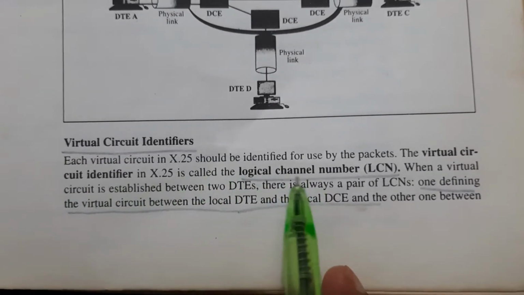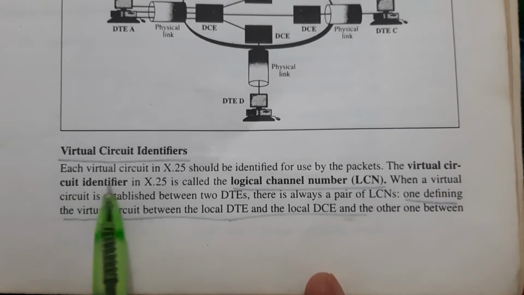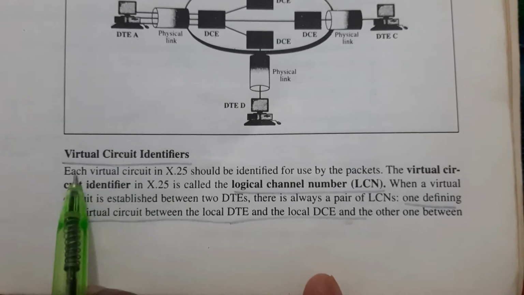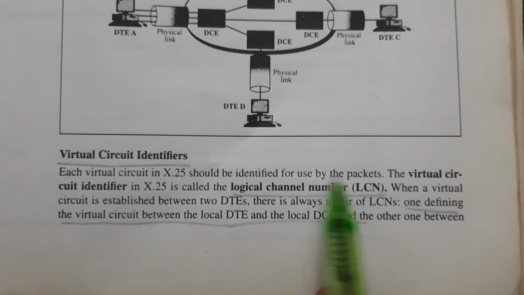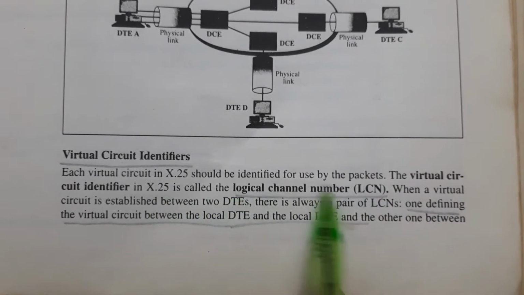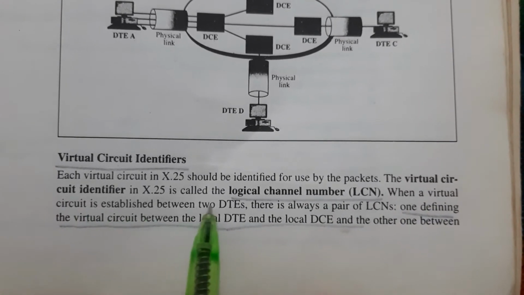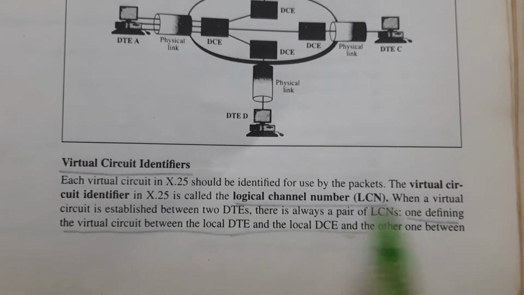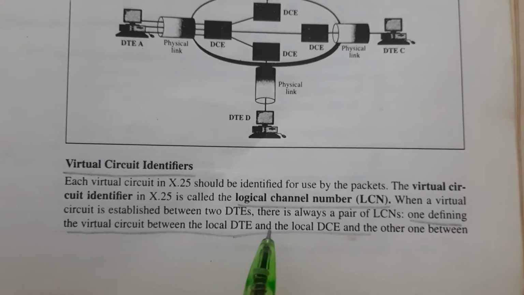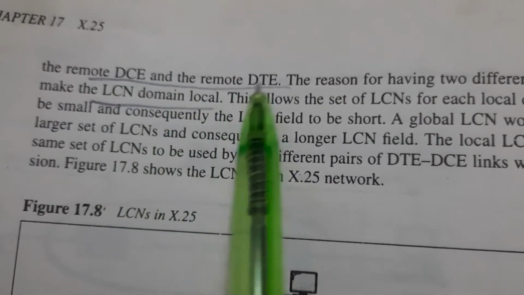Next one is very important, that is the logical channel number, LCN, and this is the virtual circuit identifier in X.25. Each virtual circuit in X.25 should be identified for use by the packets. For that purpose, X.25 uses this LCN. When a virtual circuit is established between two DTEs, there is always a pair of LCNs. One defines the virtual circuit between the local DTE and the local DCE, and the other one between the remote DCE and the remote DTE.